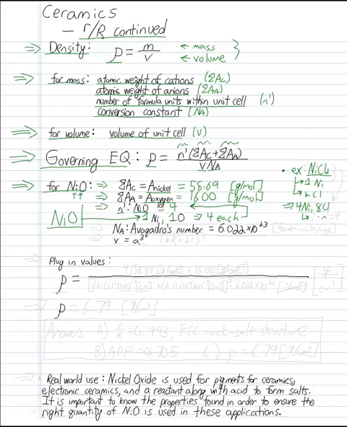This means that our number of formula units of the unit cell is equal to 4. The reason for this is 4 of these NiCl2s can fit within that many atoms inside the unit cell: 4 nickel and then 8 chloride since it's a 1 to 2.